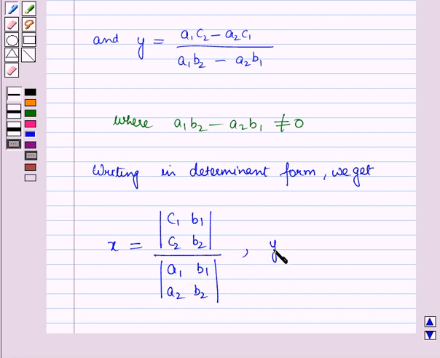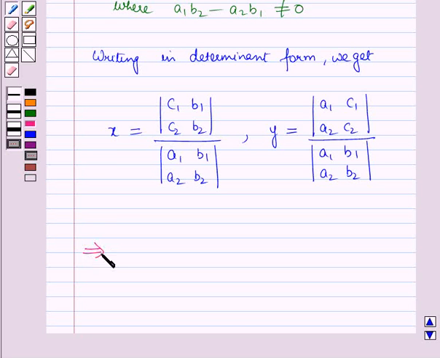and y is equal to the determinant with the elements in the first row as a1, c1 and the elements in the second row as a2, c2 over the determinant with the elements in the first row as a1, b1 and elements in the second row as a2, b2. This implies x is equal to the determinant dx over determinant d and y is equal to the determinant dy over determinant d, where d is not equal to 0.